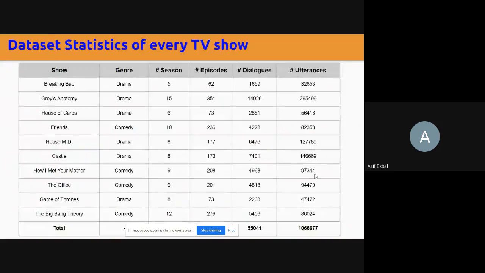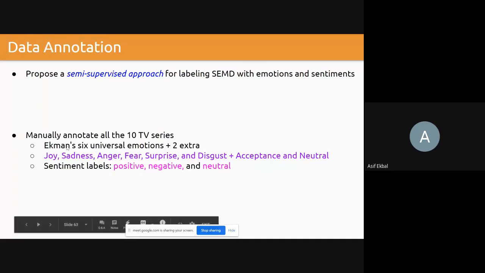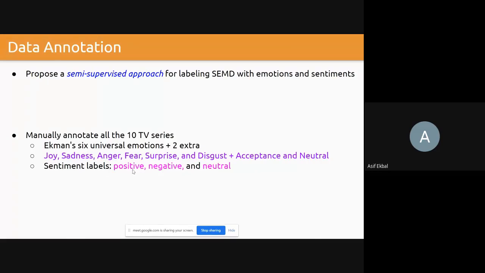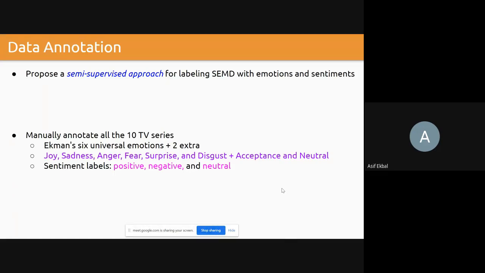We have done the pre-processing, and the data is like this. This is the distribution of the data you can see. And then we have used Ekman's 6 basic emotions: joy, sadness, anger, fear, surprise, and disgust. These are the basic emotions. Along with that, we have also considered acceptance and neutral, and we have considered the sentiment level: positive, negative, and neutral. We want to know whether positive sentiment has a relation with, let's say, surprise or joy. Negative will be sadness, anger, fear, etc. Acceptance will be more towards positivity, and then whether this emotion and sentiment both can help in better dialogue generation.